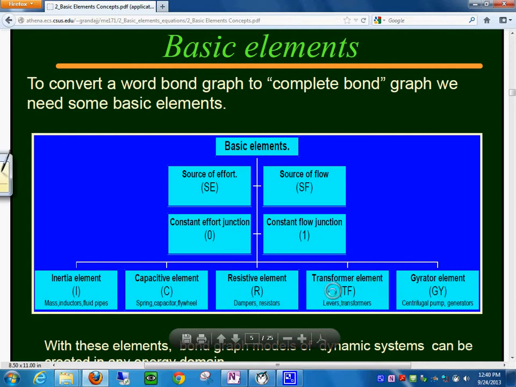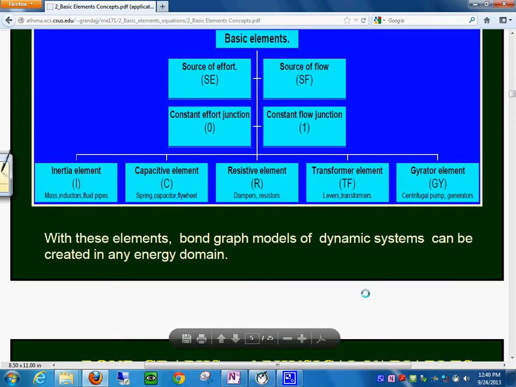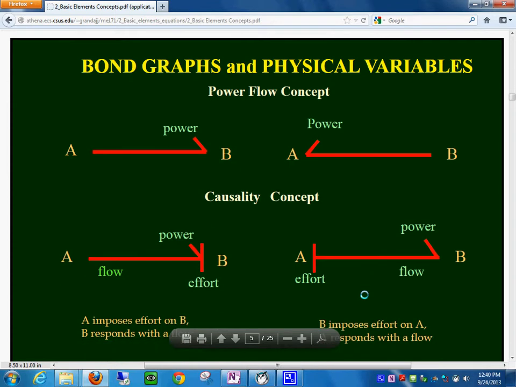But these two on the right hand side, they are two port elements, and they are the transformer or the generator. Okay, so those are the elements that we have to do modeling and simulation. Let's take a look at this slide.